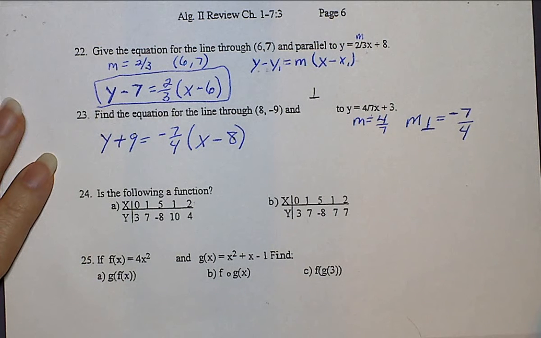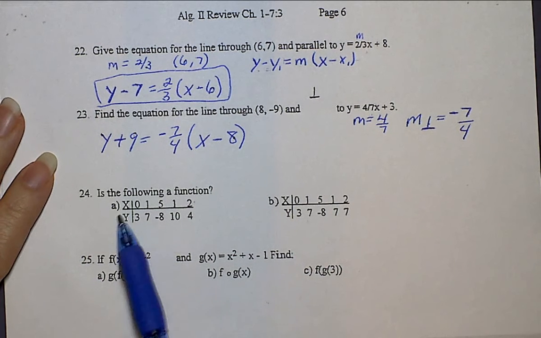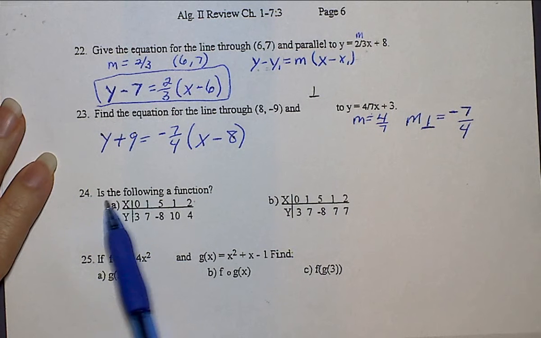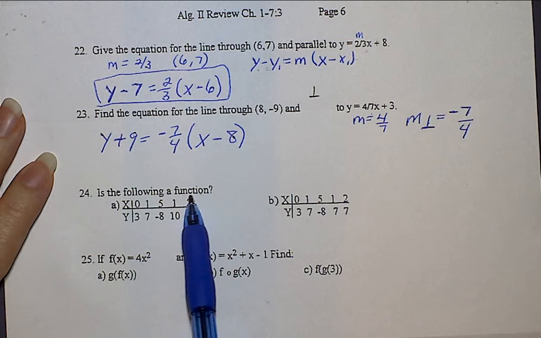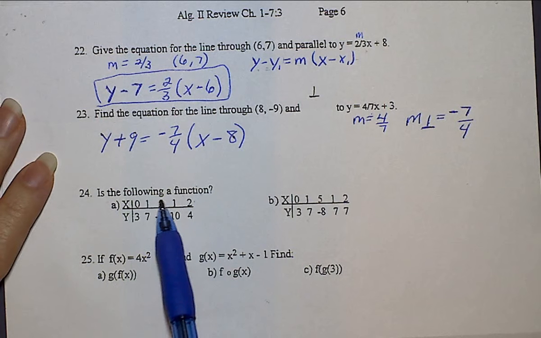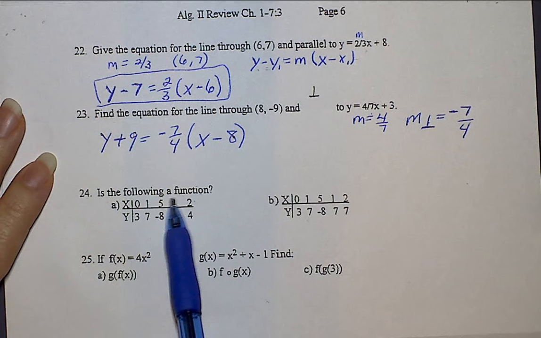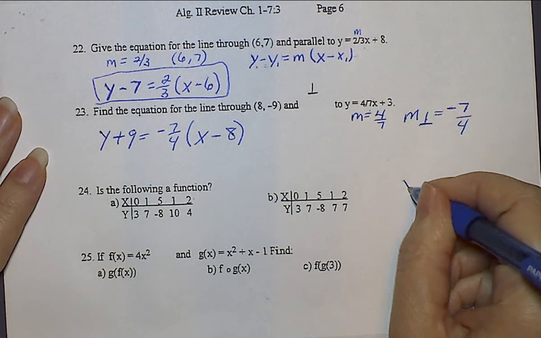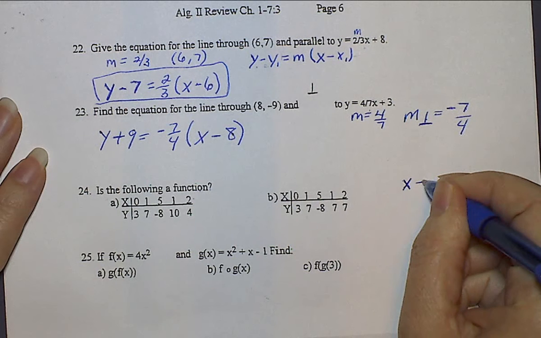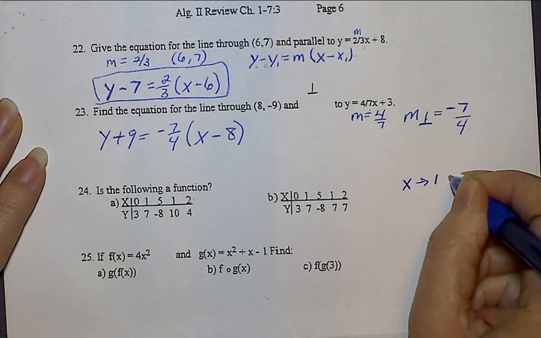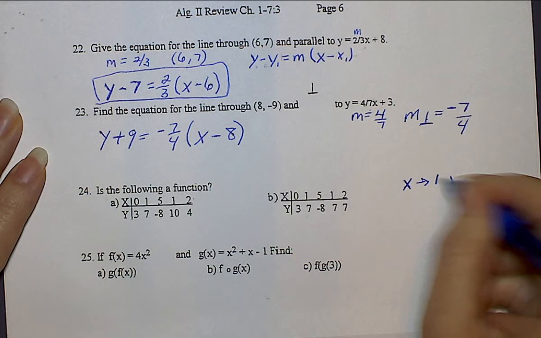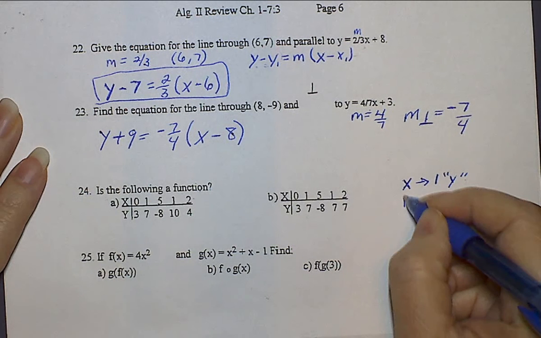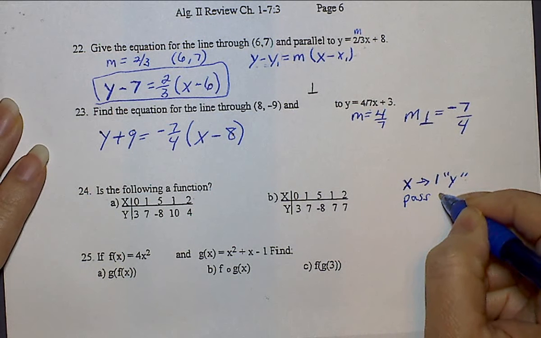Alright, here we have 24. It says, are these functions? Now there's a couple ways you can do this. One thing you want to remember is there's two things, and I think I'll write them over here. For every x, there's one y. Or it passes your vertical line test.